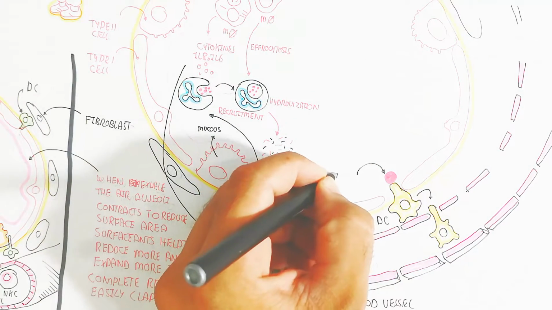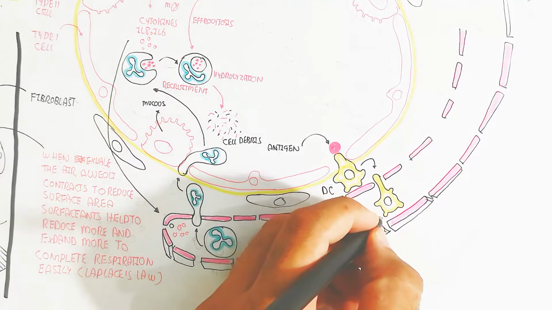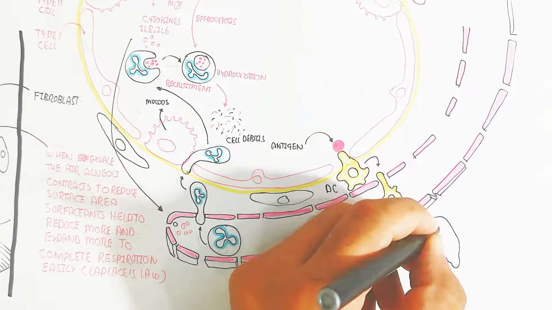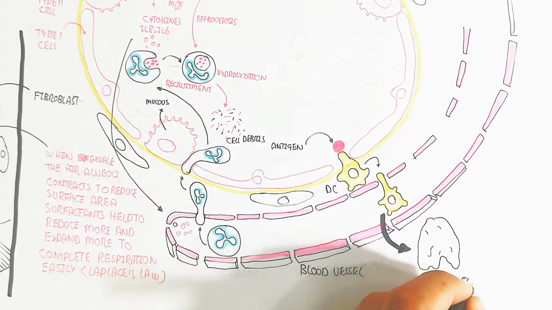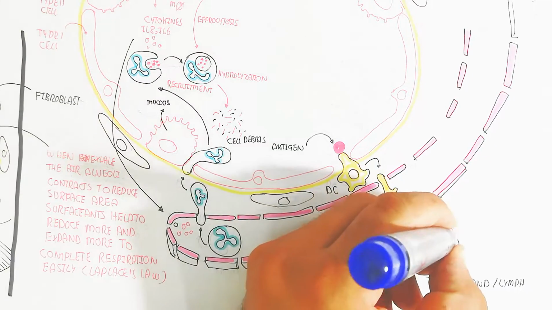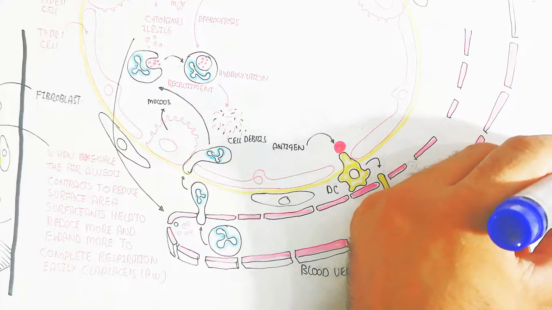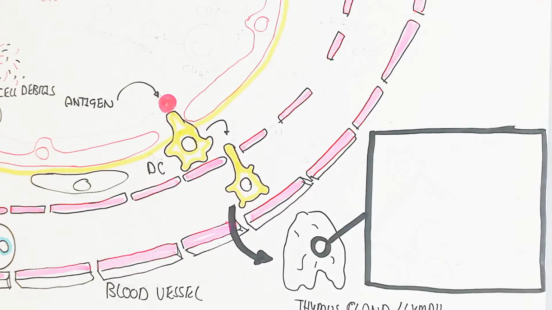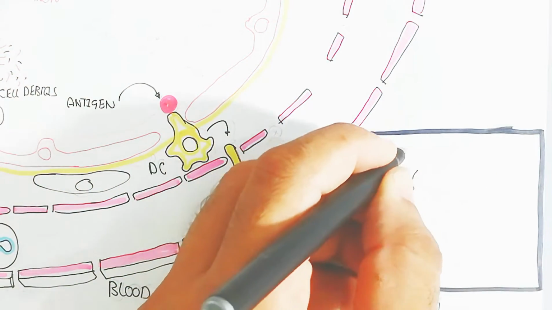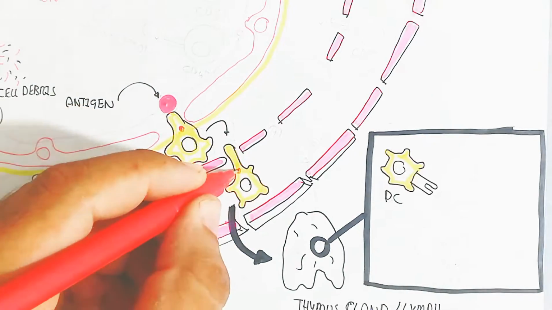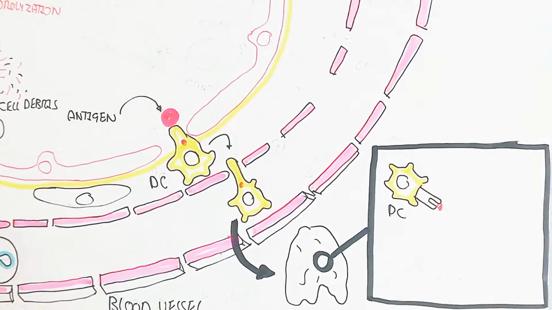After the recognition through a dendritic cell, this antigen will move toward the blood vessel and the circulatory system and target the thymus gland or lymph node, where the T lymphocytes and B lymphocytes reside. The dendritic cell will show the antigen through the MHC class 1 molecule, through antigen presentation to a naive T cell.